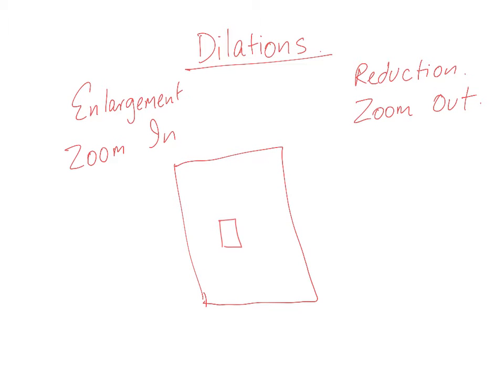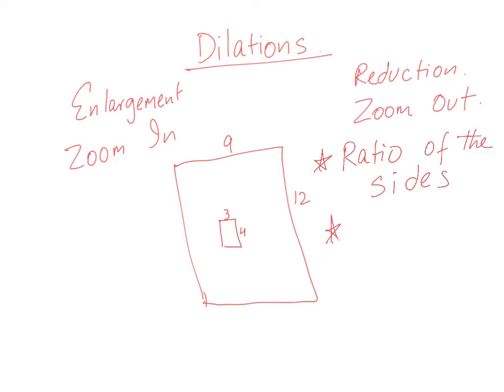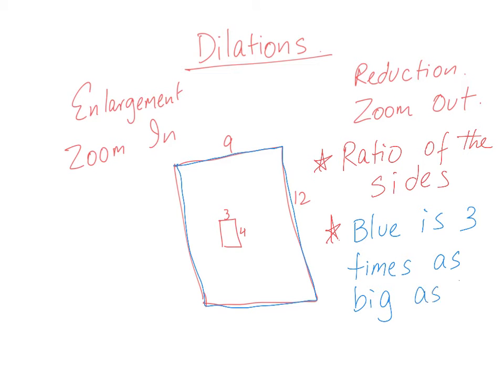So there's a relationship between the corresponding sides. So let's say if this is 3 and it suddenly becomes 9, and this is 4 and it becomes 12. So look at the ratio of the sides. So the ratio of the sides tells us that, let's color this blue, the blue shape is 3 times as big as the red shape.